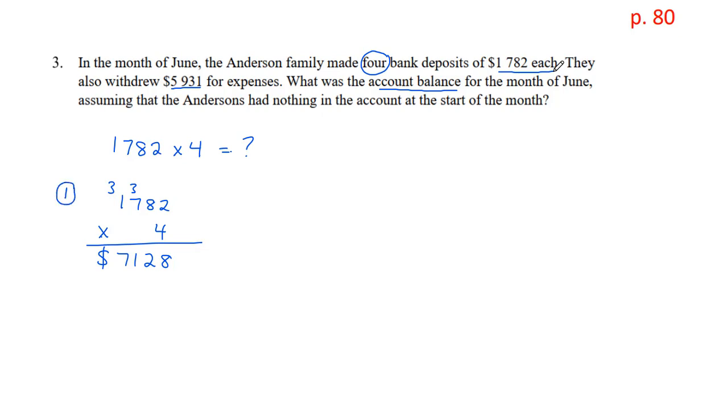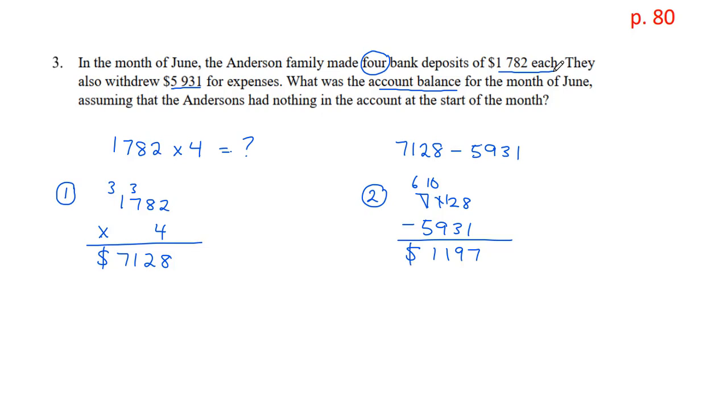So our first step is to calculate the total deposits. Our second step is to calculate the withdrawal. So we start now with 7,128 and take away those expenses. 7,128 minus 5,931. 8 minus 1 is 7. 2 minus 3 we must borrow. 12 minus 3 is 9. 0 minus 9 we must borrow again. 10 minus 9 is 1, and 6 minus 5 is 1. So what was their balance? Their balance was $1,197.